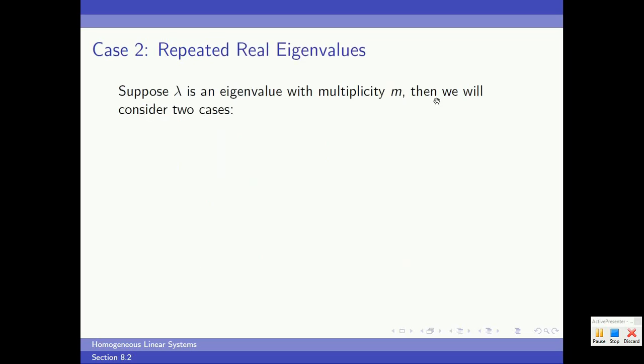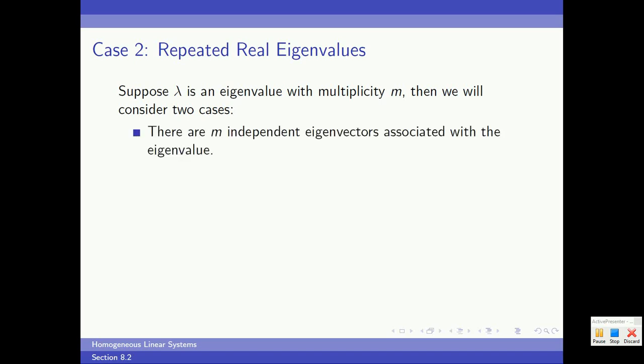Okay, so now for the second case. Second case, we have repeated real eigenvalues. So we're going to assume that our eigenvalues are repeated with multiplicity m. So there are 2 cases. One, you could actually have m different independent eigenvectors.